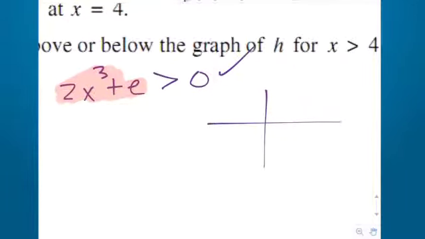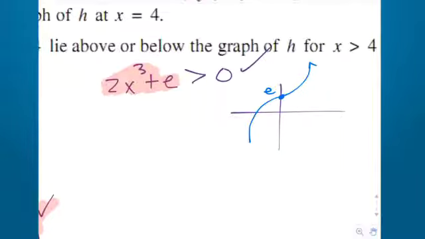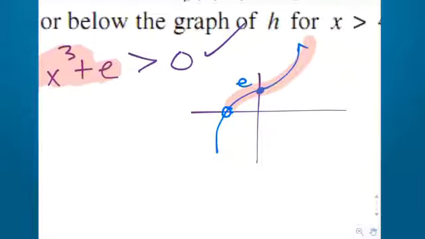So the graph of 2x cubed is our disco graph. It's vertically stretched by a factor of 2, and the plus e does what? Moves it up e. So it looks like this and like that. And now we want to know for what values of x is that graph positive. It's going to be positive strictly to the right of the x-intercept. Right? See that? Of the x-intercept.